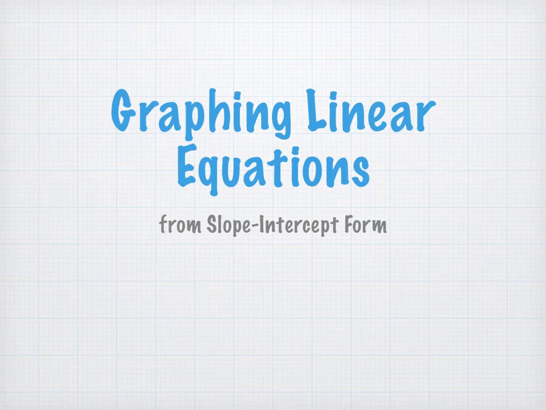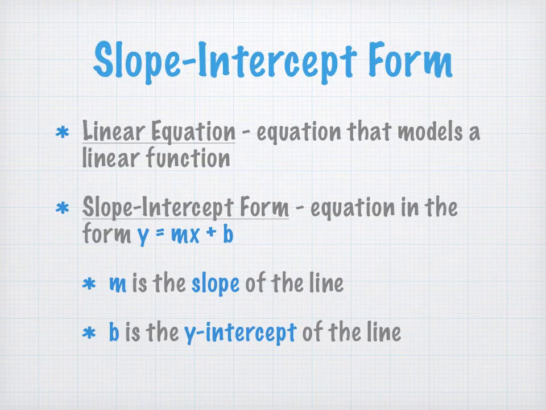Here we go. Graphing linear equations from slope-intercept form. Slope-intercept form is our third and final method we will use for graphing linear equations. So keeping in mind that a linear equation is an equation that models a linear function, slope-intercept form is an equation in the form y equals mx plus b. M is the slope of the line, b is the y-intercept of the line.